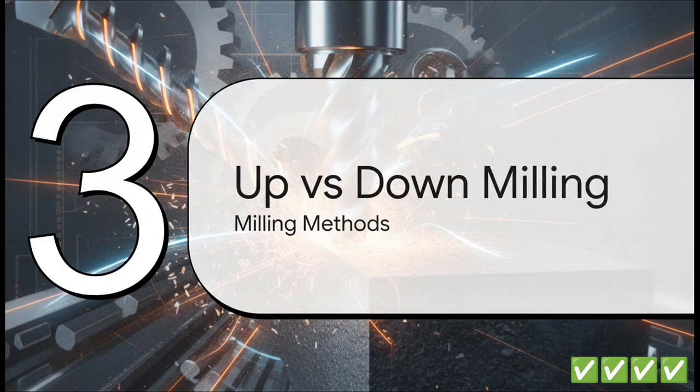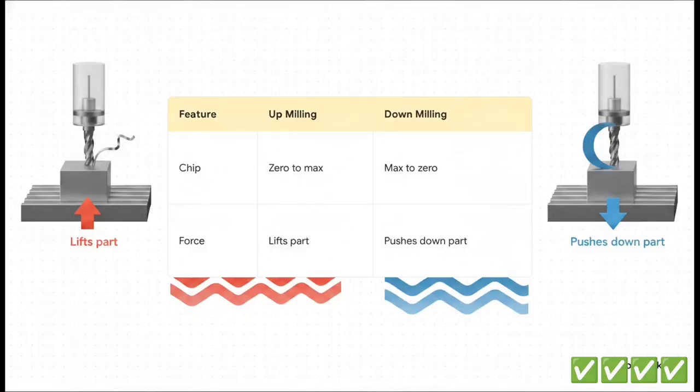Section 3. Up milling versus down milling. Zooming in on the actual cutting action, there are 2 fundamental ways to feed metal into a cutter. In up milling, which is also called conventional milling, the chip thickness starts at essentially 0 and kind of rubs its way up to a maximum thickness. Because of this, the cutting force actually tries to lift the workpiece right off the table. But in down milling, or climb milling, it is the exact opposite.